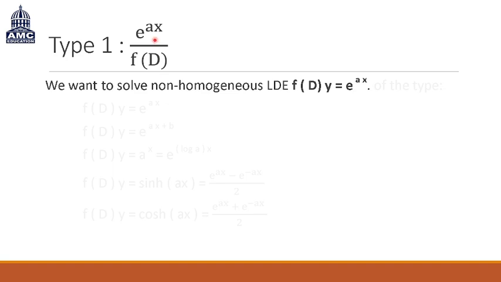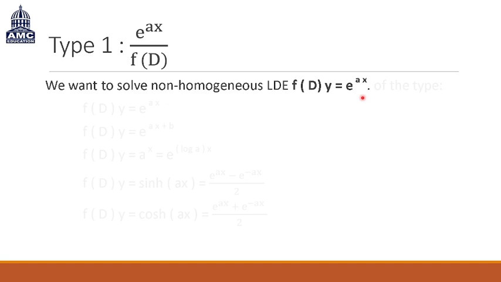And in the numerator, you can see that it's an exponential function where a is a constant number, right? So a doesn't have any x or y or any variable in it, it's just a number. And the coefficient of x in the power of e, right? So essentially, this particular integral is going to help us in finding a part of the solution of the non-homogeneous linear differential equation with constant coefficients given by f(D) of y is equal to e to the power ax.